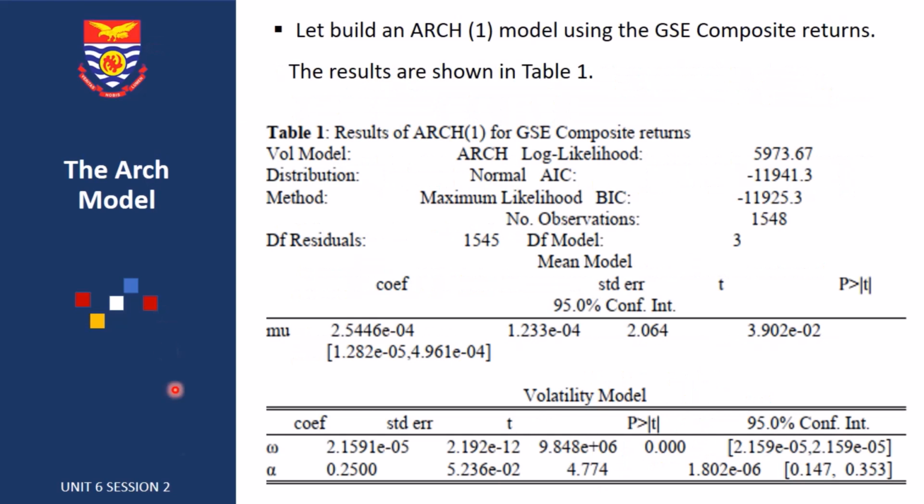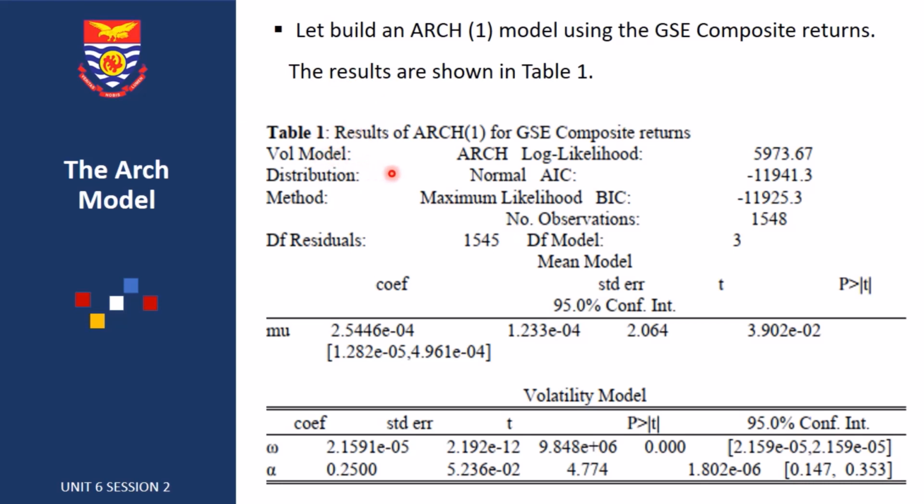Here we will build an ARCH model with lag 1, that is an ARCH(1) model, using the Ghana Stock Exchange Composite Index returns. I'm not going to use the price series because we have already established that the price series are not stationary. Therefore, the return series, which has been differenced, is the best data set for us to use in any model. The results are shown in Table 1, and you can see that these are the descriptive statistics.